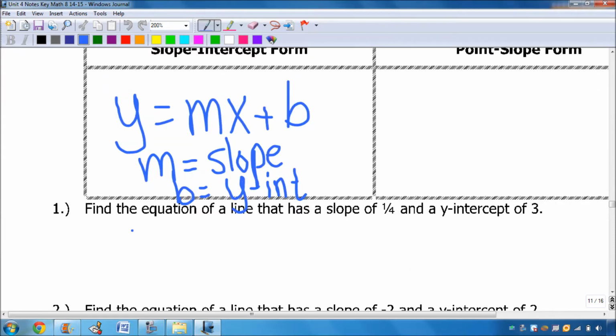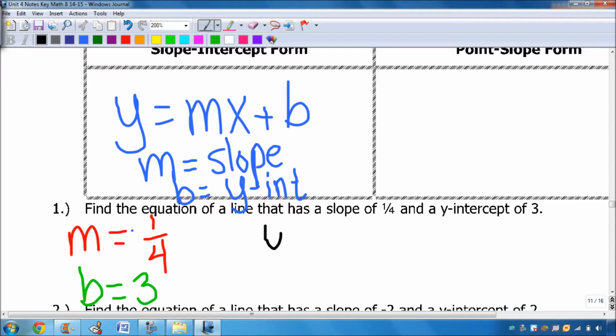Number 1 says, find the equation of a line that has a slope of 1/4 and a y-intercept of 3. Well, you need two things to find the equation of a line. You need the slope, which is 1/4, it tells you the slope, and you need the y-intercept, which it also tells you is 3. So if the equation of a line is y equals mx plus b, and you know both pieces of information, your equation is nice and easy.